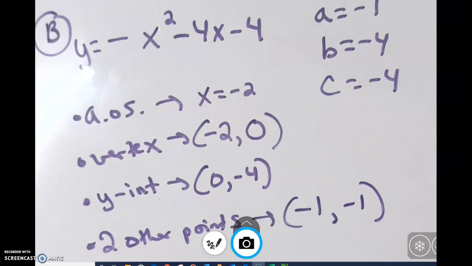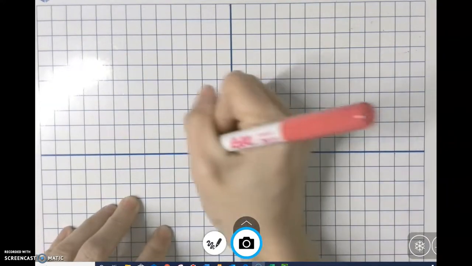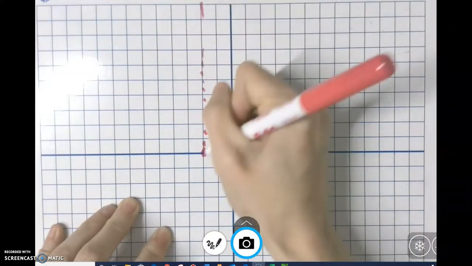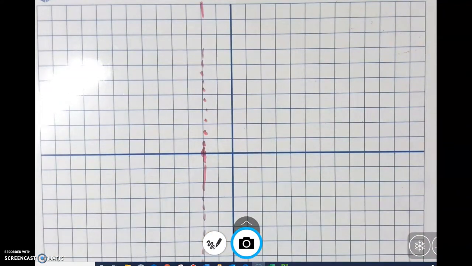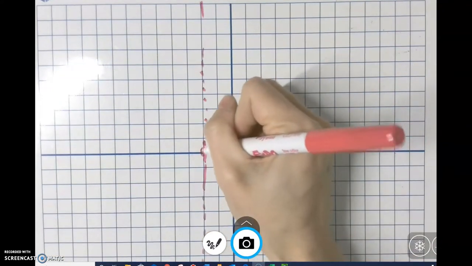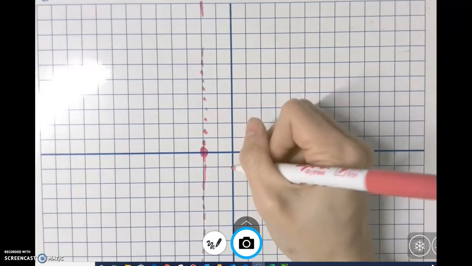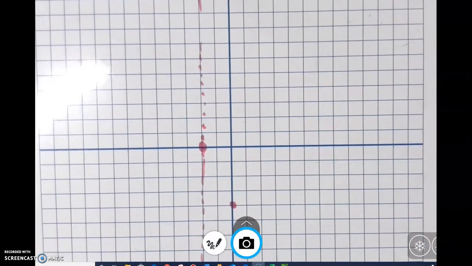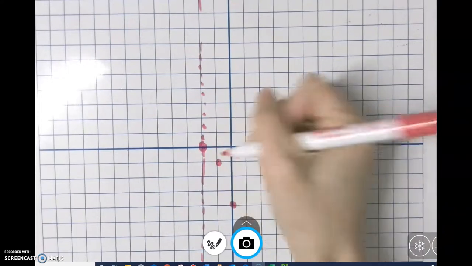Okay, now we're going to take this information and graph it. When we graph the axis of symmetry, it's x equals negative 2, so I find negative 2 along my x-axis here. This is my line of reflection, which I would end up erasing after the fact. My vertex is negative 2, 0, so that puts me here. My y-intercept is 0, negative 4, which lands me here. And my other point is negative 1, negative 1, so I go back 1, down 1, which lands me here.